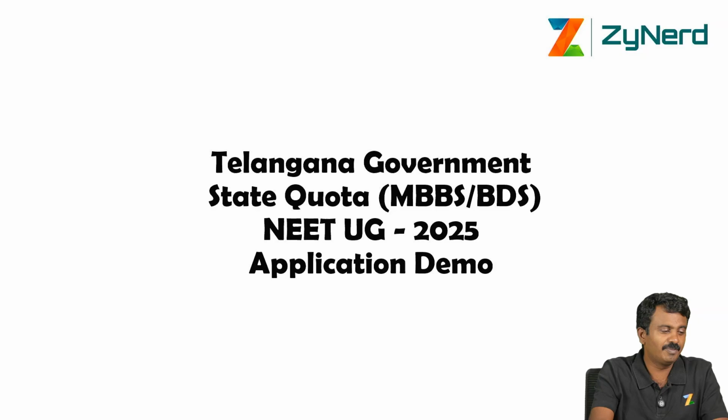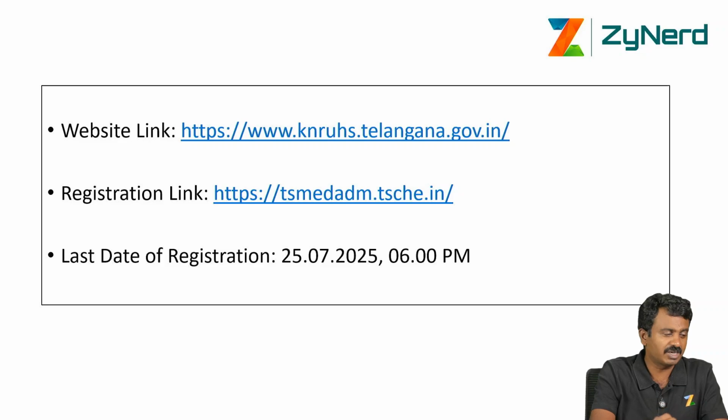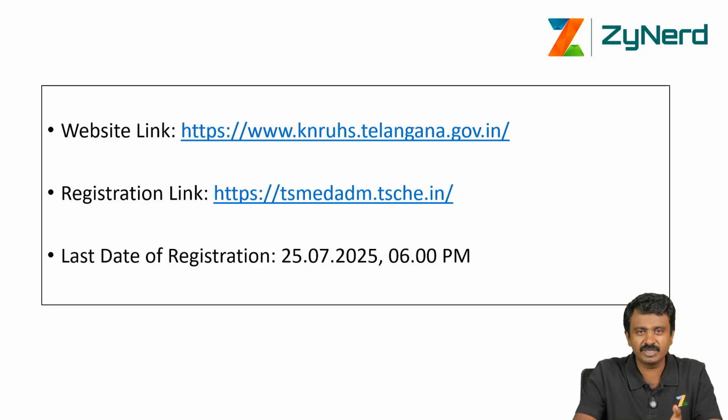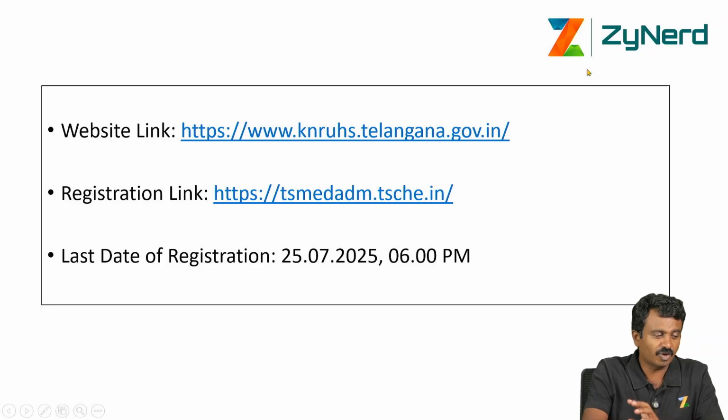Now we'll be looking at the Telangana government quota registration or application demo. The website link is available here. KNRUHS is the university website where all notifications of the counseling process happen, including the registration, choice filling, allotment and every other notification. You'll have to follow this. However, for the registration you have a separate link, which is available in the prospectus as well. You can click on this link and move ahead with the registration process.